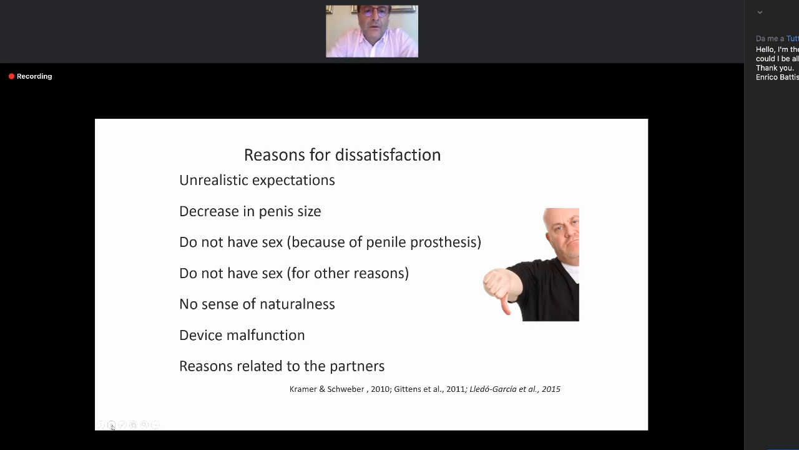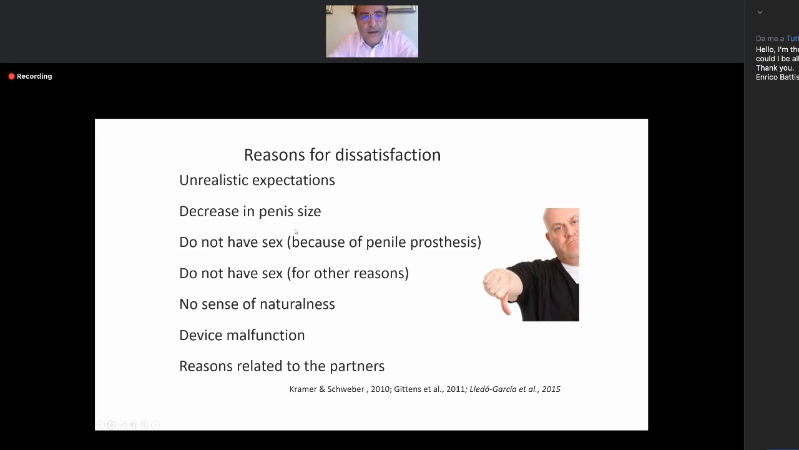Which are the reasons for dissatisfaction with the implants? Unrealistic expectation. You have to talk a lot with the patient. You have to explain very well the final length of the penis. You know very well that at the end of the procedure, probably you can have a decrease in penis size.